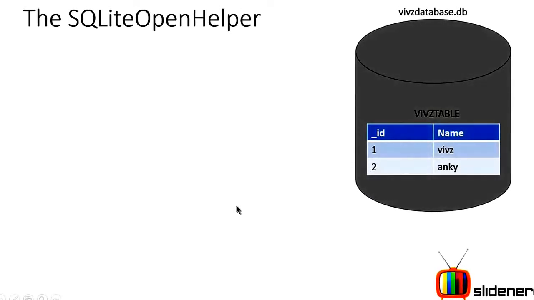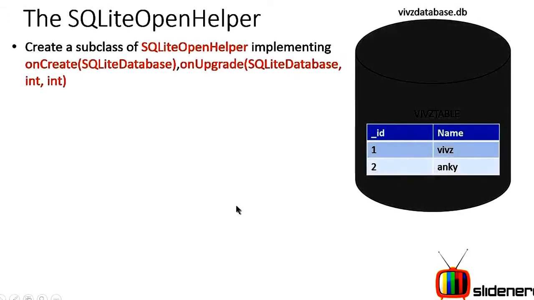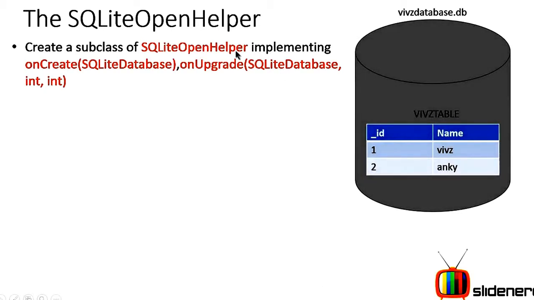So now let's talk about the SQLiteOpenHelper class. Create a subclass of the SQLiteOpenHelper and implement the methods onCreate and onUpgrade. Now we will talk about what these two methods are and how you should exactly override them. So first question is, what is SQLiteOpenHelper?